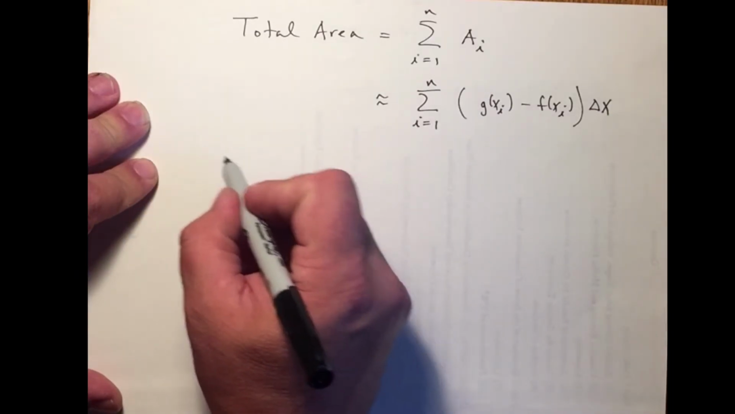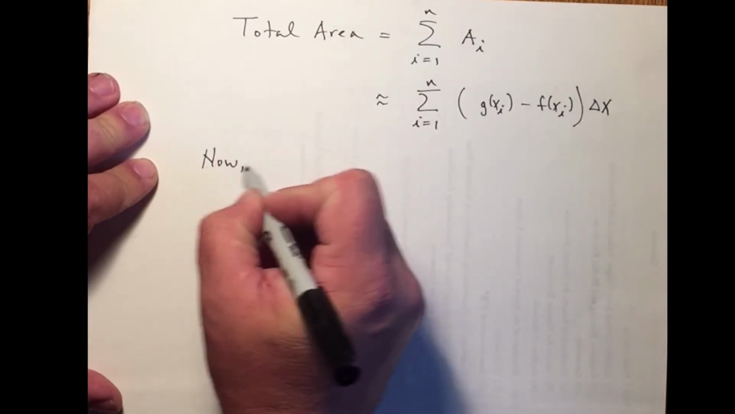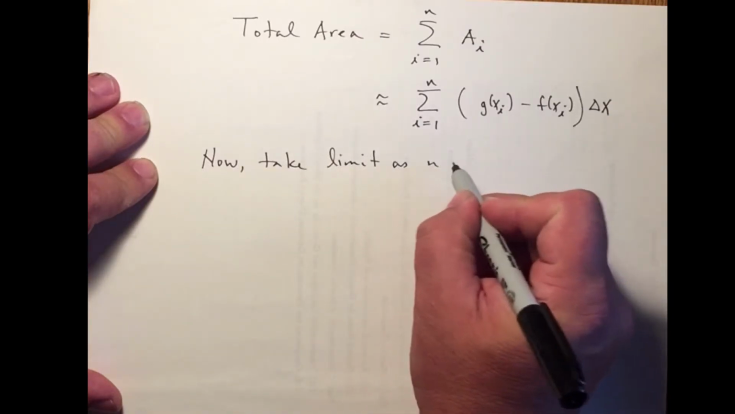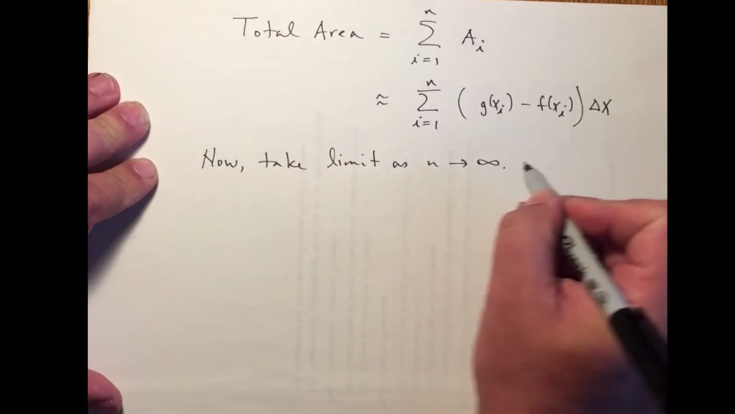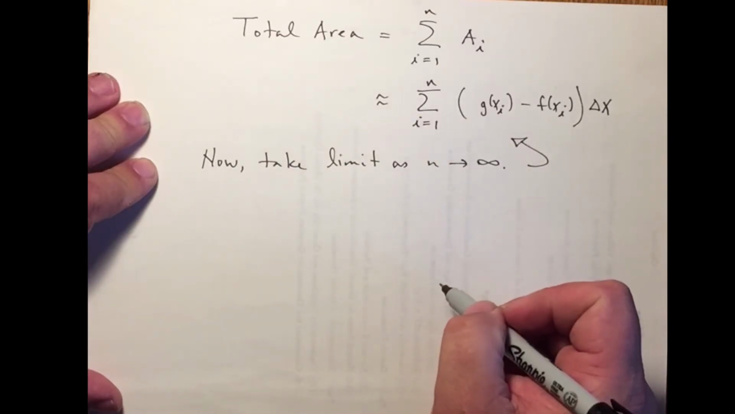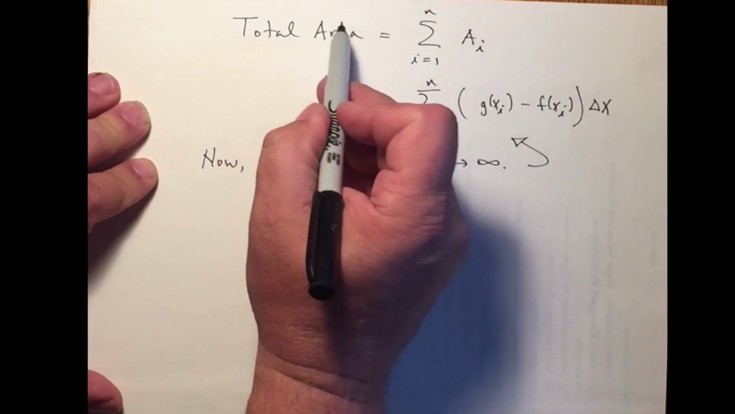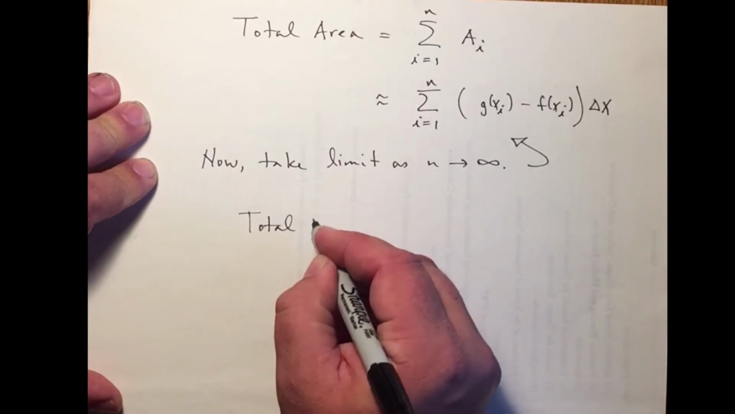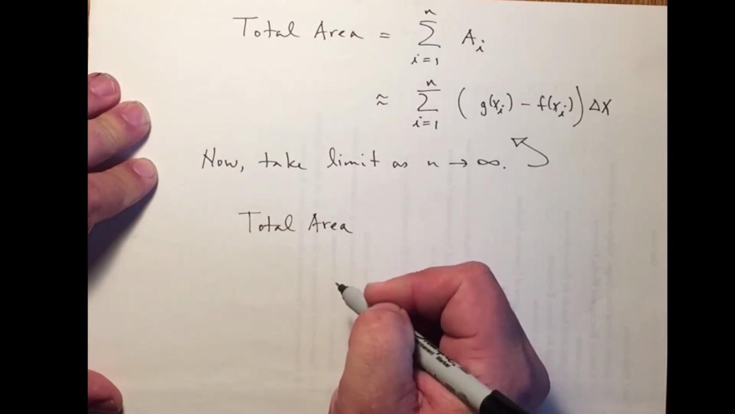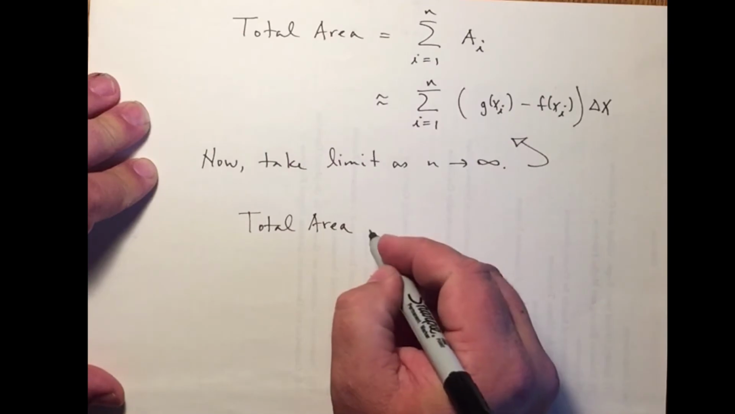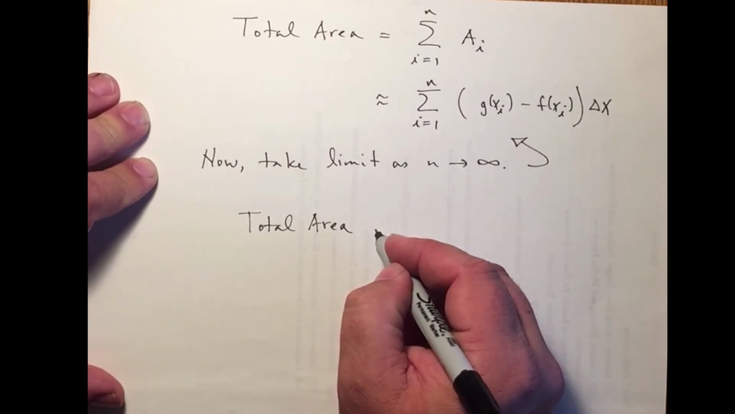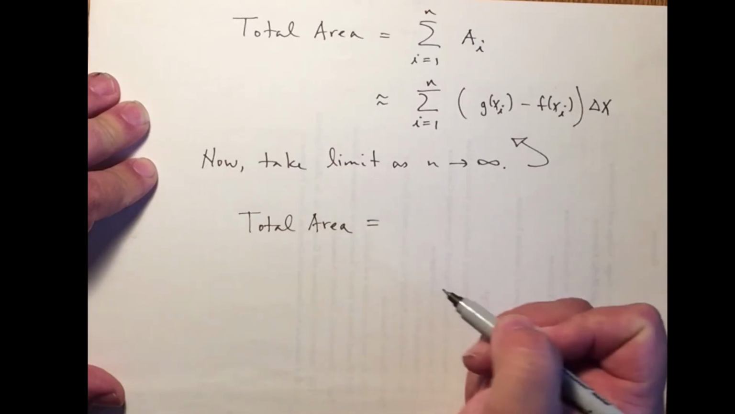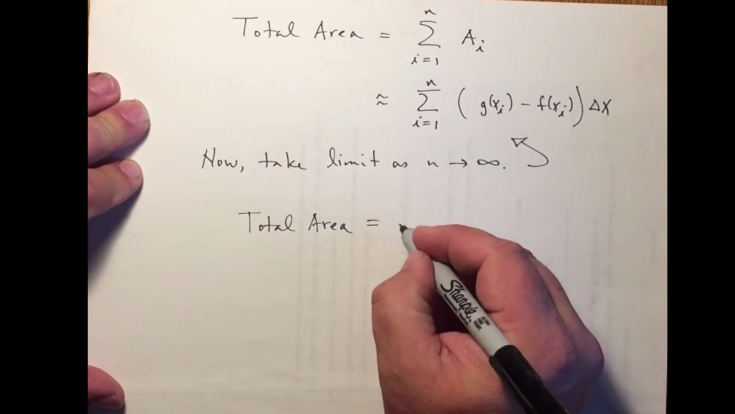Okay, so here comes the calculus. Now, take the limit as n goes to infinity of this stuff, both sides of this expression. So the total area, that's just a constant. So the limit of a constant is a constant, so that is unchanged. Now this approximation, because of the way the rectangles approximated the area of each strip, the differences become really small very quickly, so that approximation actually becomes an equality.